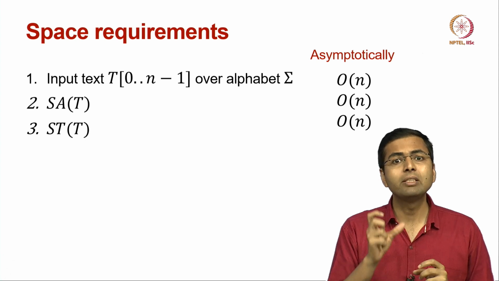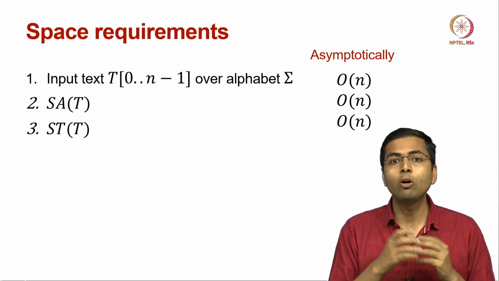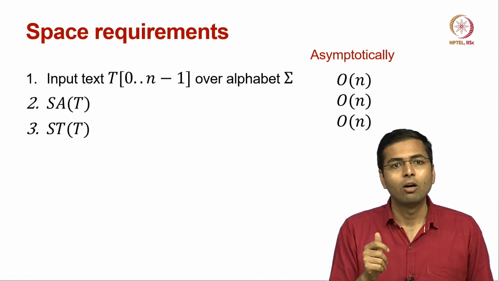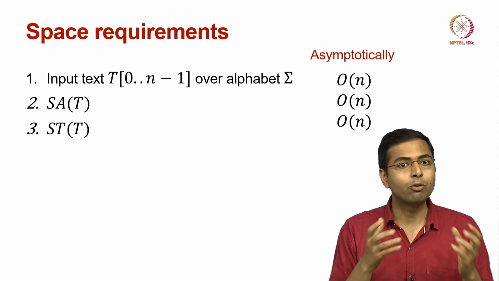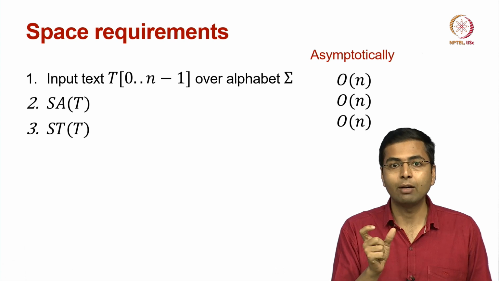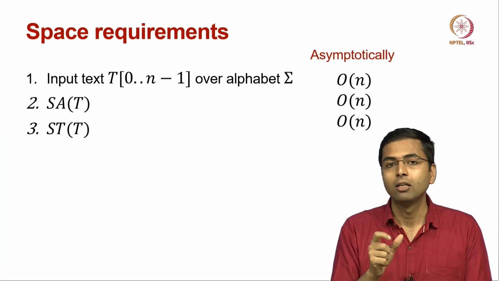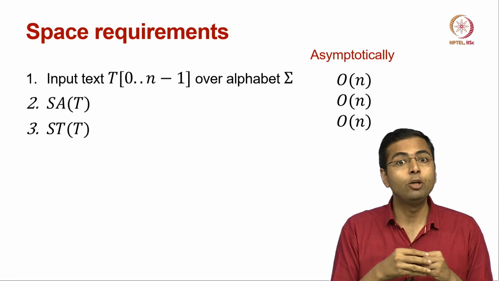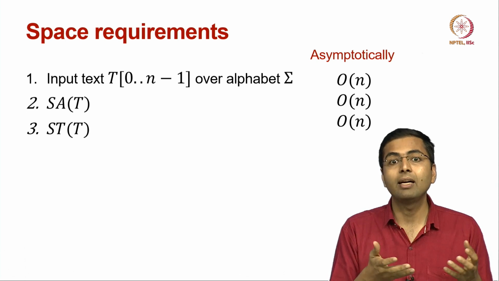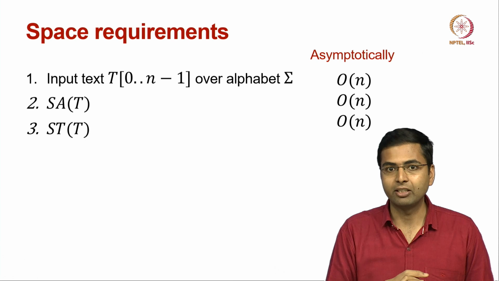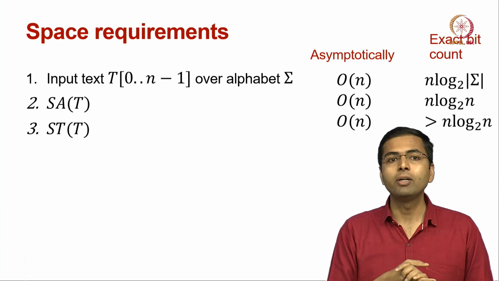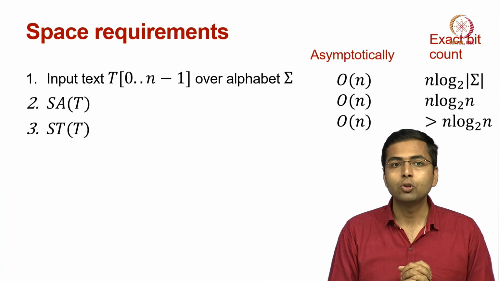But what about the constants involved in order n? In big O notation, remember that it hides the constants. When we are dealing with a large amount of data, we also have to worry about these constants, like what is the exact value of the constant involved. If the constant is 1 versus 10, that can make a huge difference in the practical applications of these data structures.